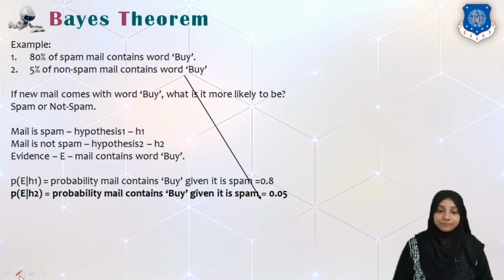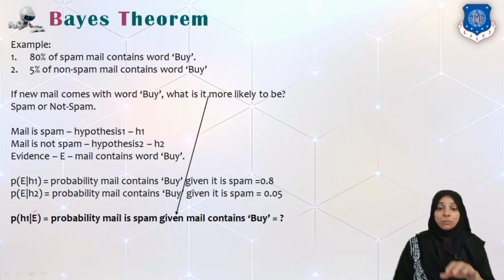So this is not spam. Okay, so the probability that the mail contains the word "buy", that is E, given that H2 is already true, that is, the mail is not spam, is 0.05, because 5% of mails are not spam but contain the word "buy".